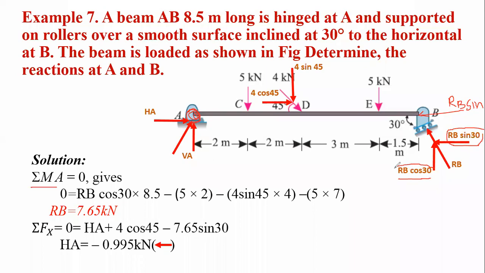Now the remaining is RB cos 30, and it is making an anticlockwise movement. As we know the sign conventions, clockwise positive, anticlockwise negative. Here, due to this RB cos 30 load, it makes an anticlockwise movement about point A. And the perpendicular distance is this 2 plus this 2 plus this 3 plus 1.5. The total span is 8.5. Now here, this 5 kilonewton load is also making a clockwise movement about point A.